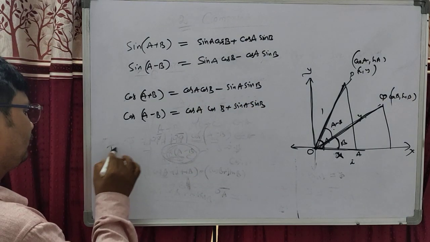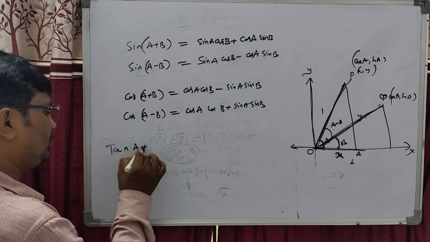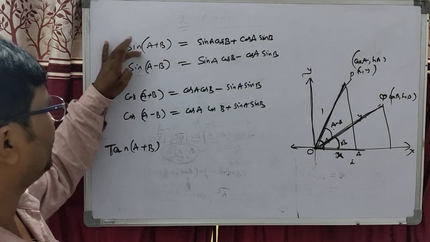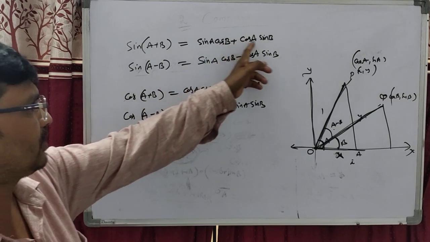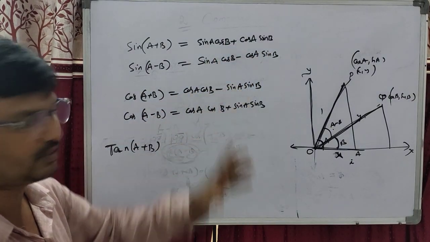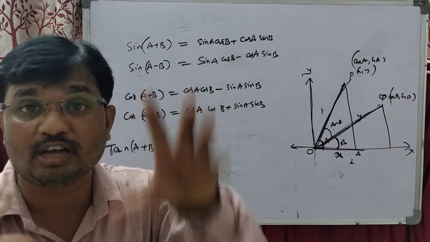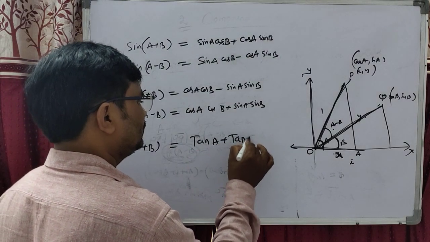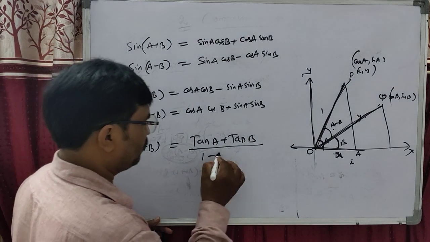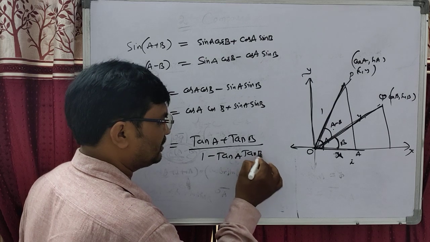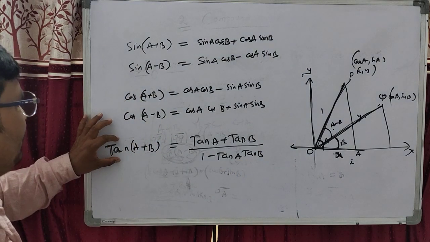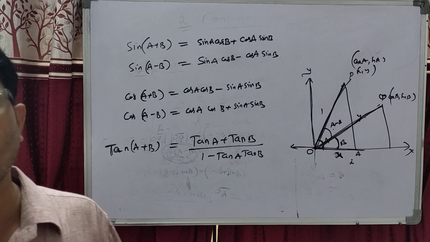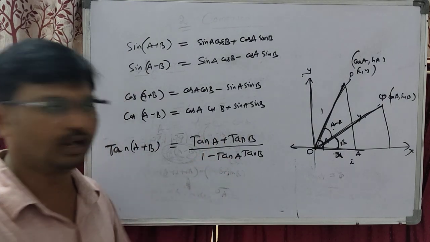Dear students, right now I will write tan of A plus B. Tan of A plus B is sin of A plus B by cos of A plus B. Then it is sin A cos B plus cos A sin B by cos A cos B minus sin A sin B. Both numerator and denominator are divided by cos A cos B. We got tan A plus tan B upon 1 minus tan A tan B. This is our observation.